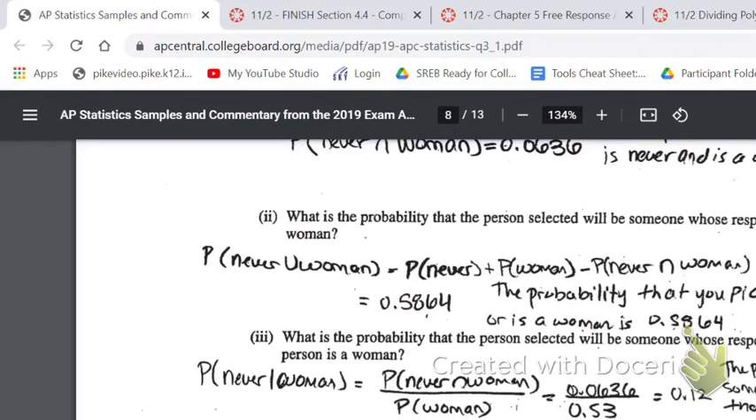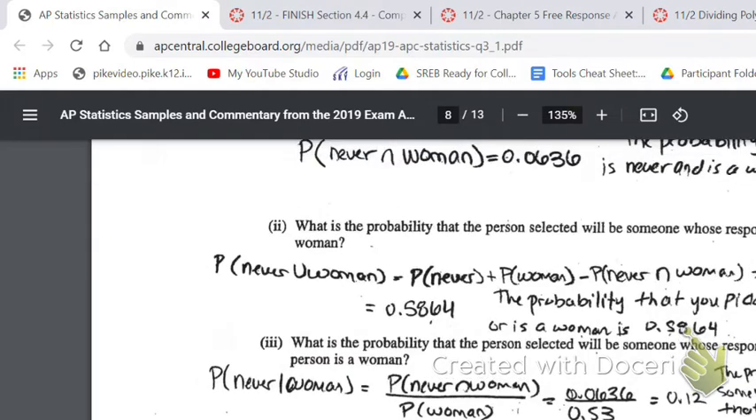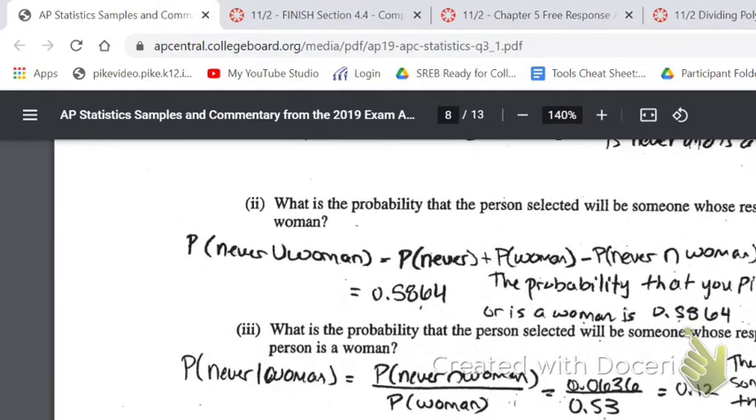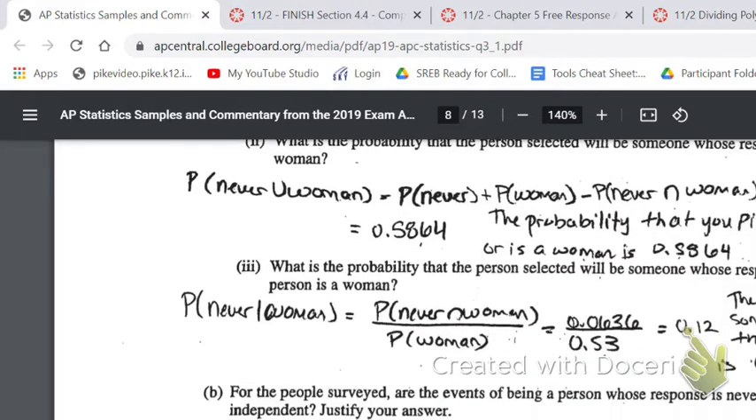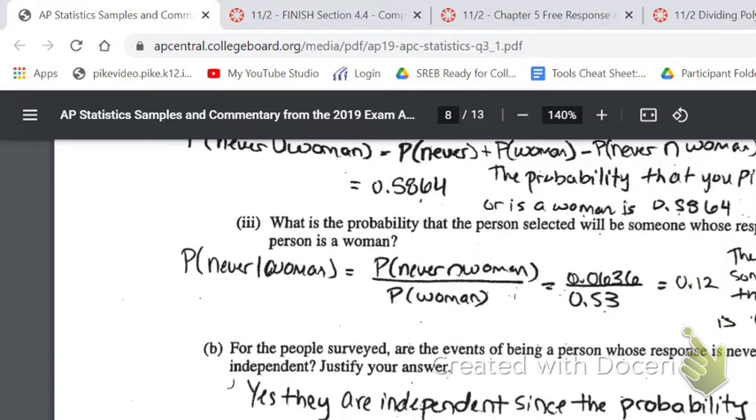I personally like it like this right here before I pop those numbers in, so that I can make sure to get the right numbers. This was not required for full points on this part, but this is where those individual numbers came from. Probability that you pick someone who said never or is a woman is 0.5864. And then I really like this right here.